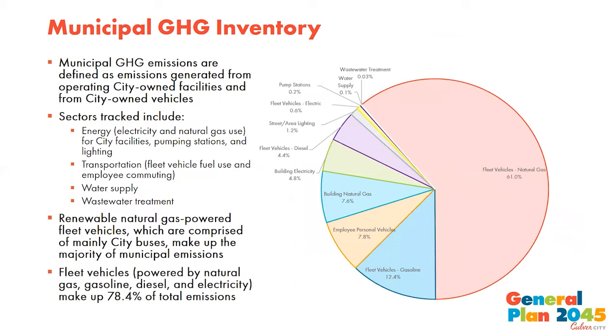Here's a breakdown of the municipal operations GHG emission inventory for Culver City, which includes emissions from city-owned buildings, vehicle fleet, water usage, street lighting, and more. The majority of municipal emissions comes from buses for public transportation, which use 100% renewable natural gas, employee vehicles used for city services such as the police force and parks and recreation, and employee personal vehicles for commuting to work. Mobile emissions are typically the largest contributor to a municipal operations GHG inventory.